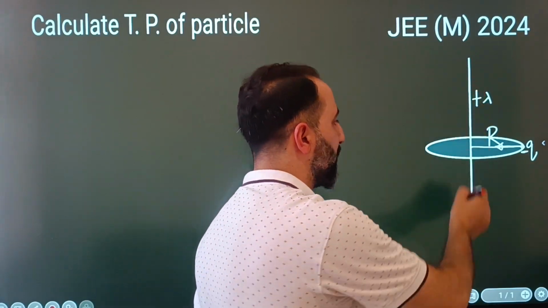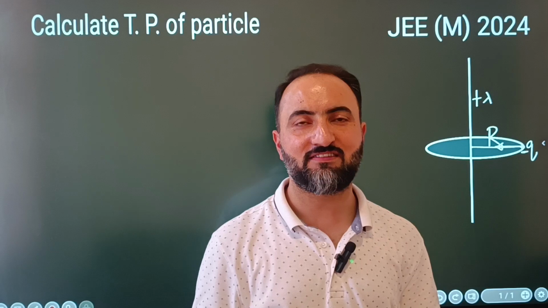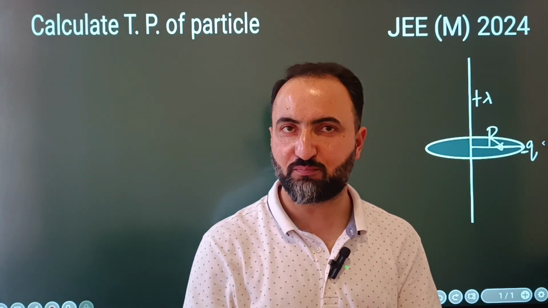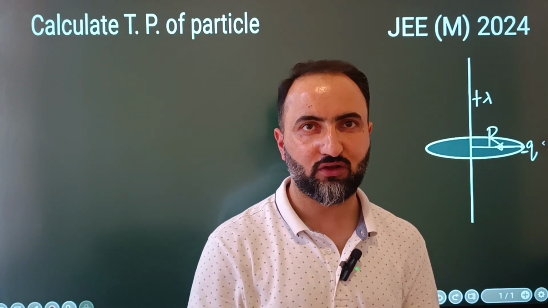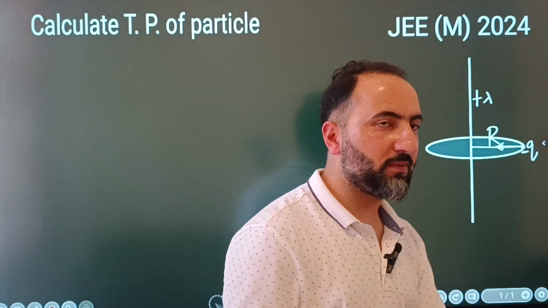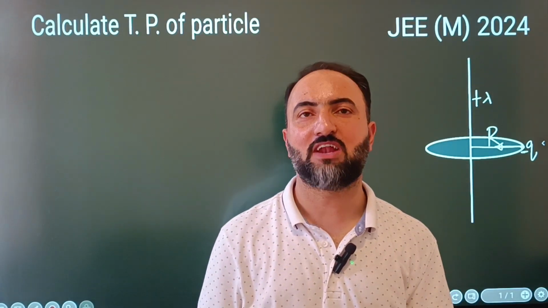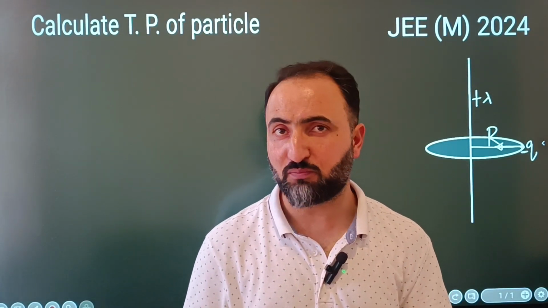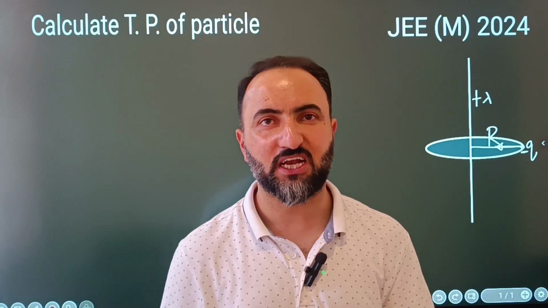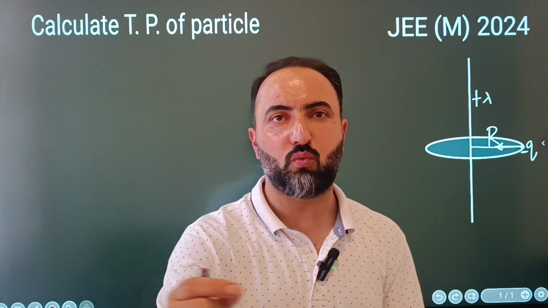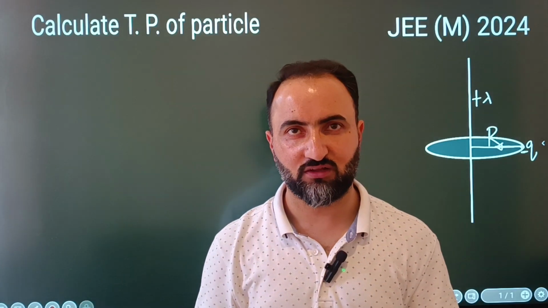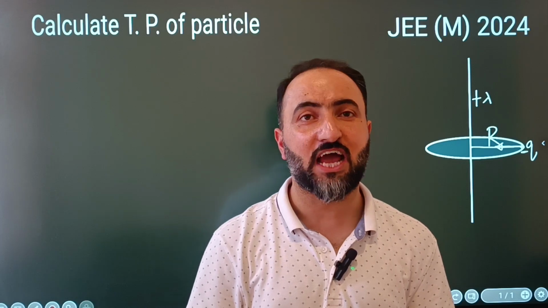Here is a line charge whose charge density is given, that's equal to plus lambda. It's a positively charged wire. Then a negatively charged particle is there, minus q. Obviously they will attract each other. Now because of the force of attraction, this negatively charged particle is going to revolve around this wire in a circular path. And what we have to calculate is the time period.